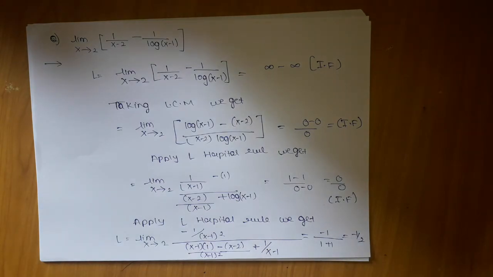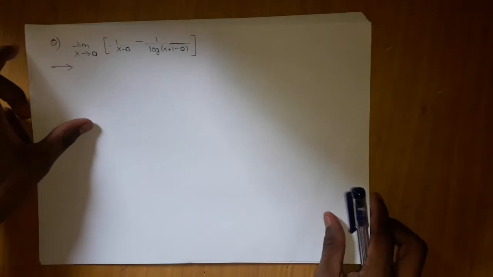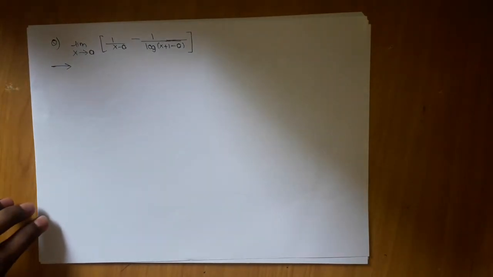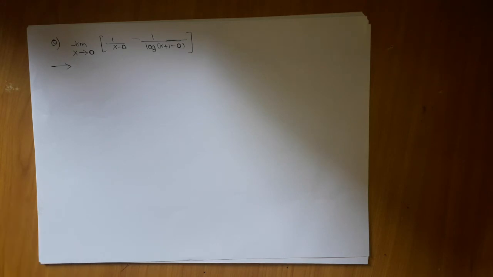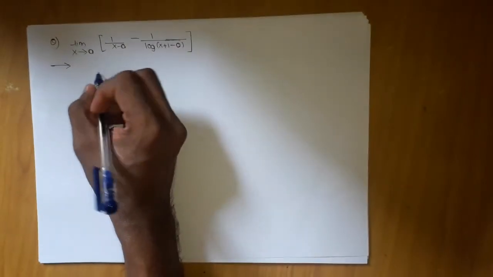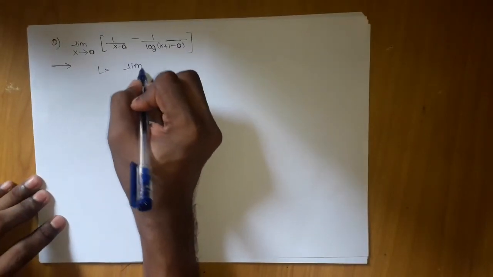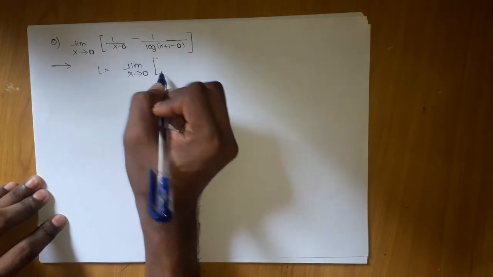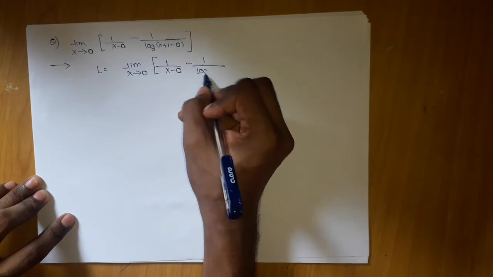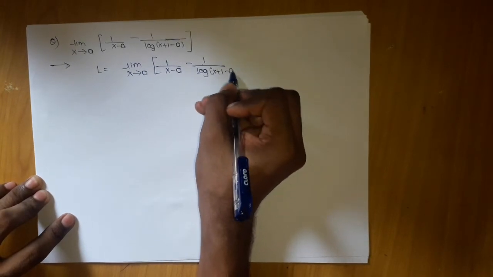Hope you have understood this problem. Now let's move on to the next problem, which is limit x tends to a, bracket 1 by x minus a minus 1 by log x plus 1 minus a, which is similar to the preceding problem which we have done. So the problem is as follows. First I will write this step: limit x tends to a, 1 by x minus a minus 1 upon log x plus 1 minus a.